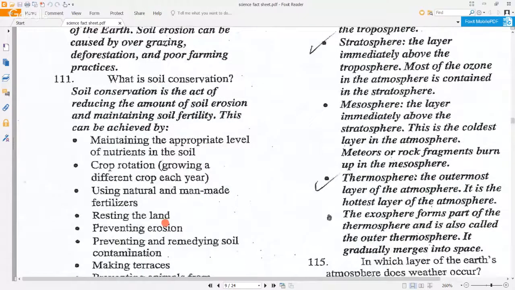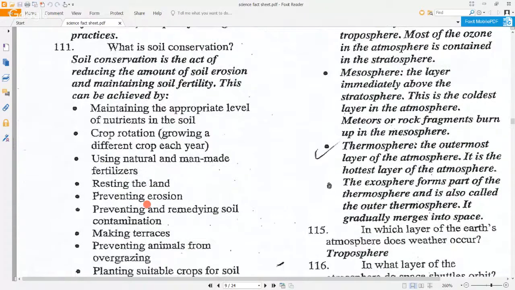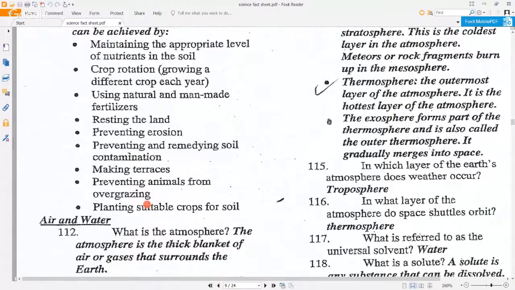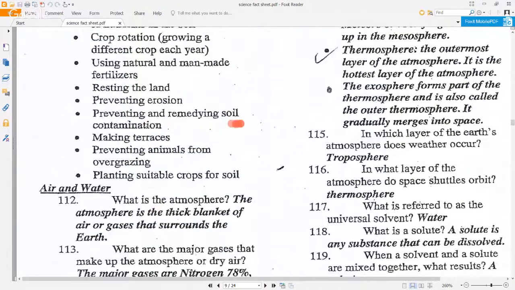What is soil conservation? Soil conservation is the act of reducing the amount of soil erosion and maintaining soil fertility. This can be achieved by the following: maintaining the appropriate levels of nutrients in the soil, crop rotation, growing a different crop each year, using natural and man-made fertilizers, resting the soil, preventing soil erosion, preventing and remedying soil contamination, making terraces, preventing animals from overgrazing, and planting suitable crops for the soil. Air and water.